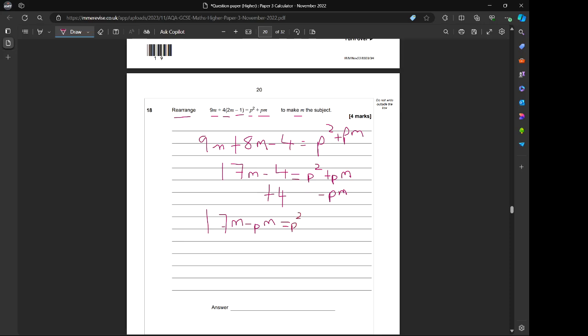I'm now going to factorize an m out. So we're going to have m lots of 17 minus p is equal to p squared plus 4.